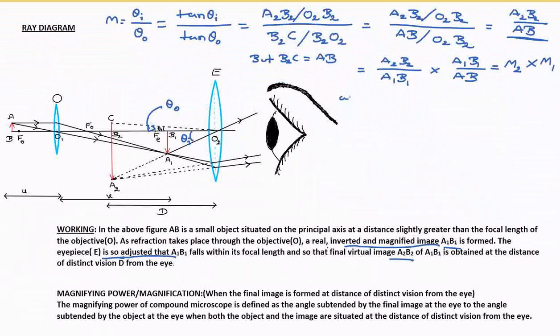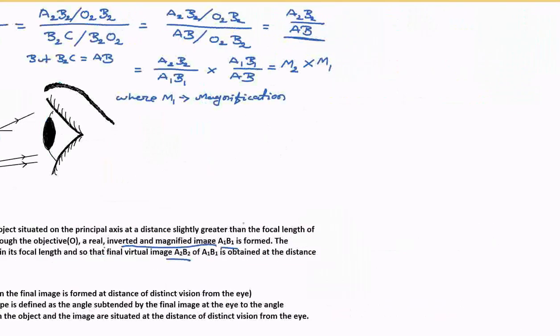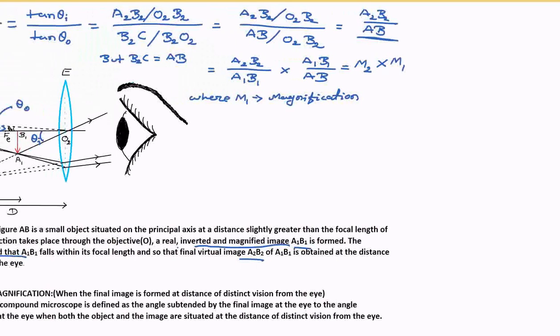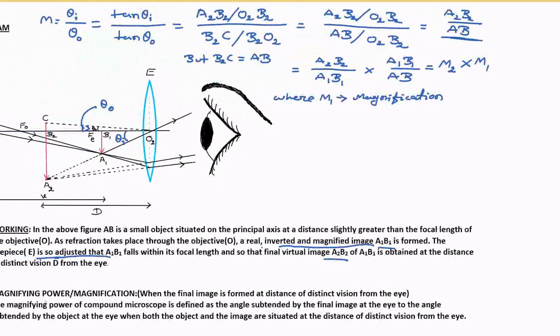So where M1 is the magnification produced by the objective lens, that is O, and M2 is the magnification produced by eyepiece.